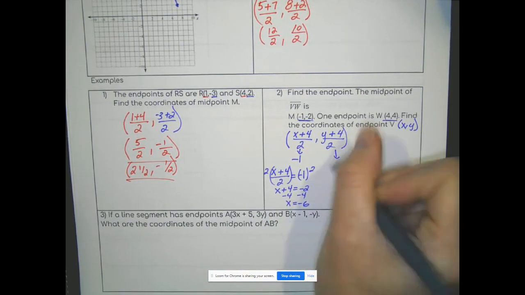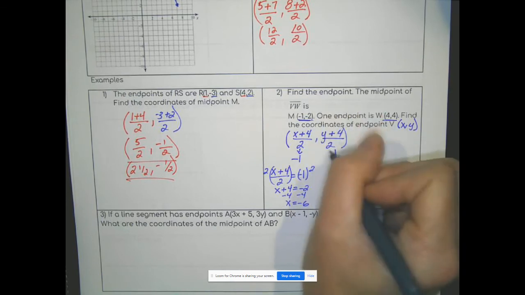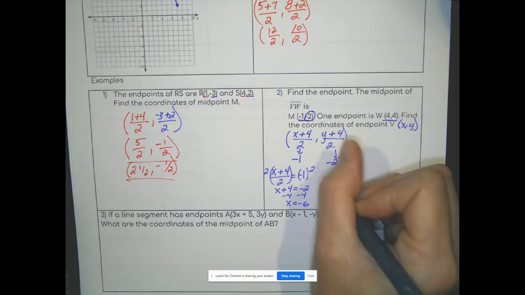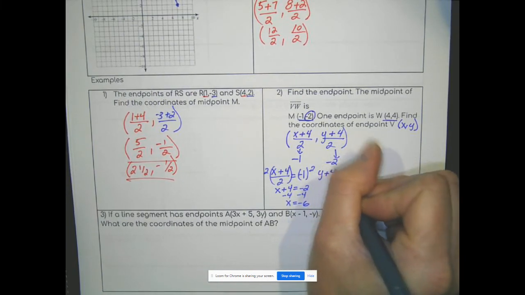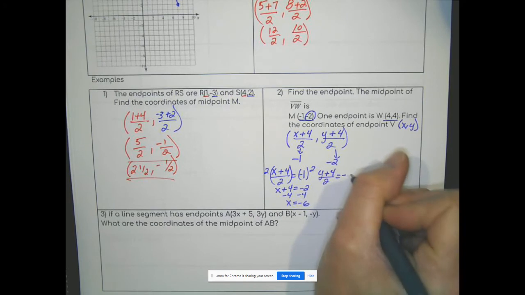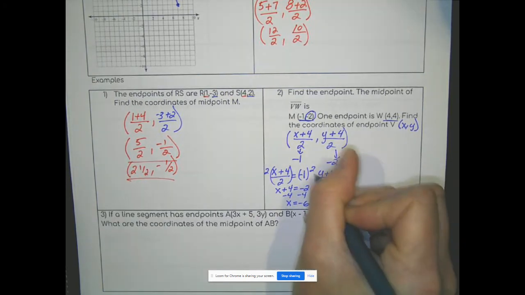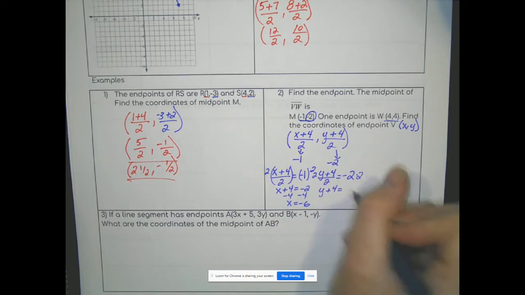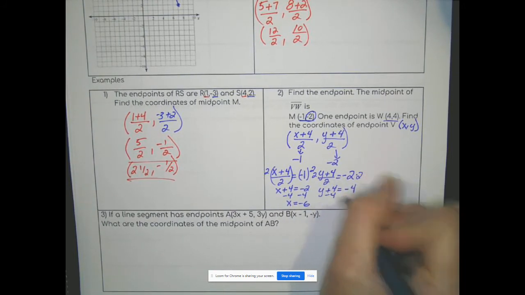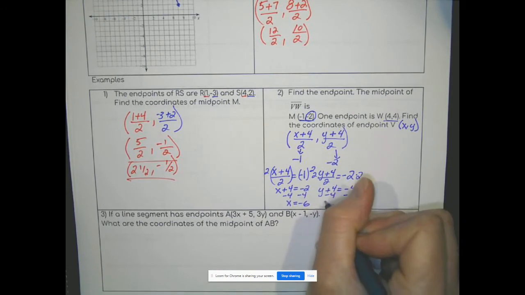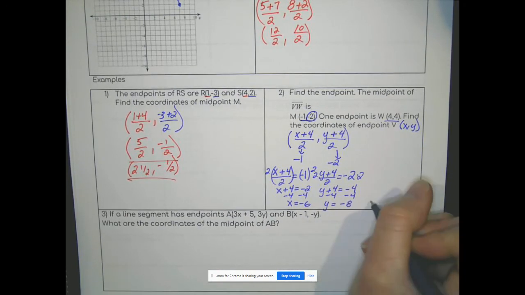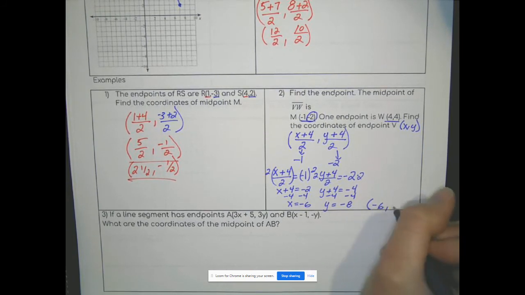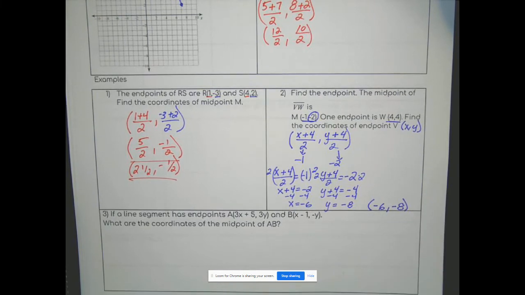And then for my y values, I know that this y plus 4 divided by 2, I know what I get. I know what the middle is. I know that the middle is negative 2. So I'm going to say y plus 4 divided by 2 is equal to negative 2. I multiply by 2, y plus 4 is equal to negative 4. Subtract 4, y is equal to negative 8. And so my endpoint, you just need to make sure you write the whole thing, is going to be negative 6, negative 8.